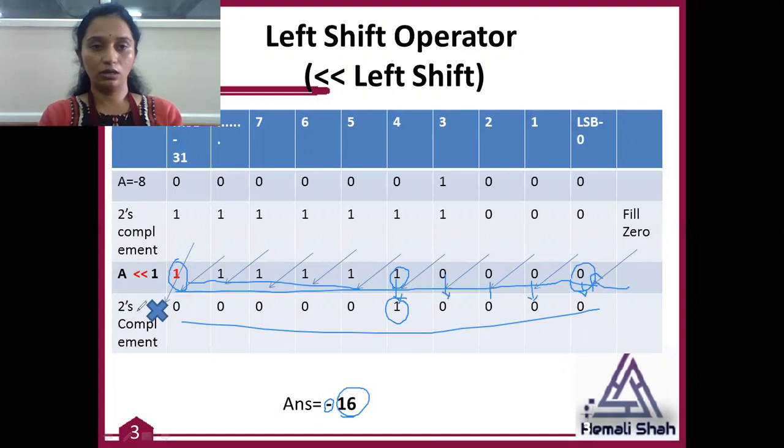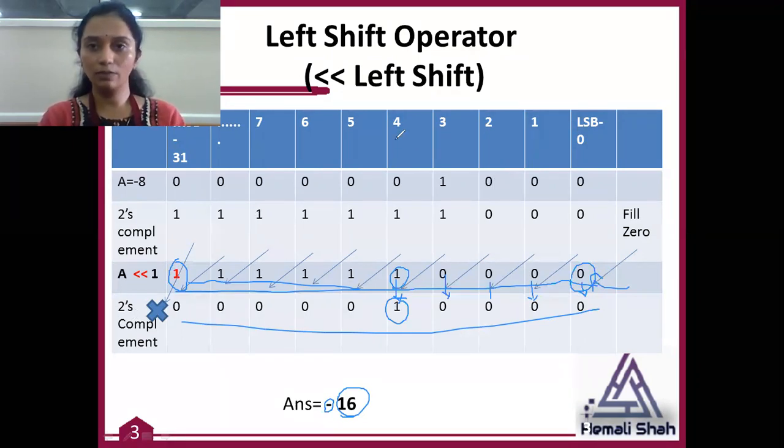So whenever you are performing the left shift operation, you will always get your value multiplied by 2. For example, here 8 is available, and you will get your value multiplied by 2, because you are shifting one time to the left. Your number is always going to increase.